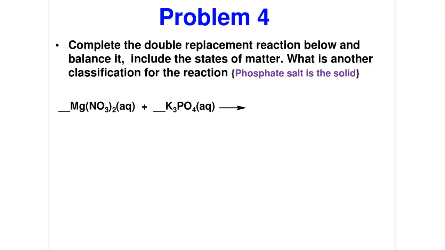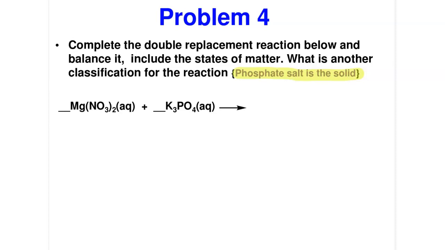In problem 4, it says complete the double replacement reaction below and balance it. Include the states of matter. What is the another classification for this reaction? Now, look at the hint. It says phosphate salt is soluble. So we know we're going to have a phosphate salt here. It's going to be soluble. That's going to tell us what the product is.